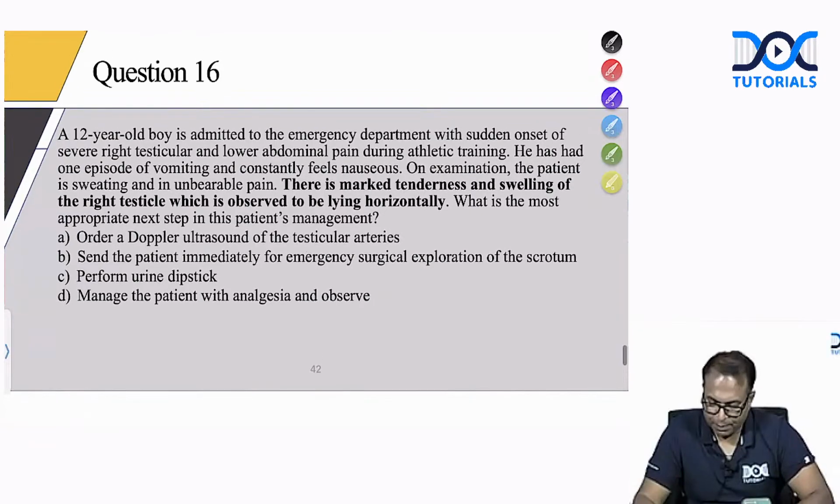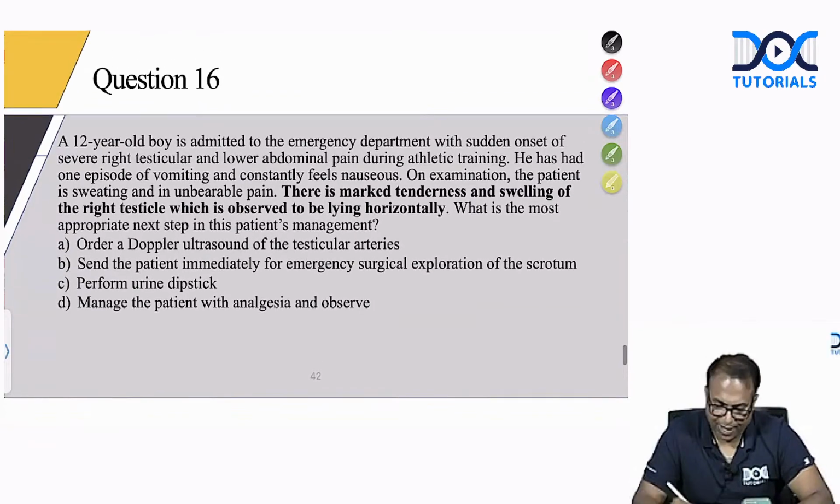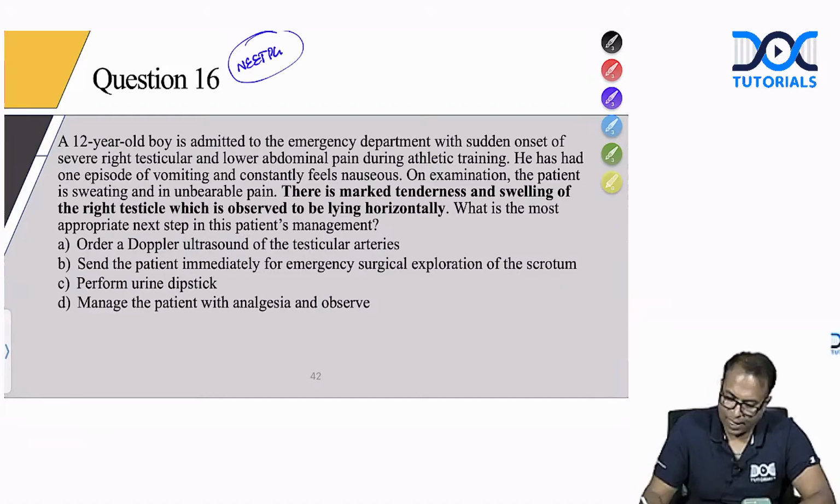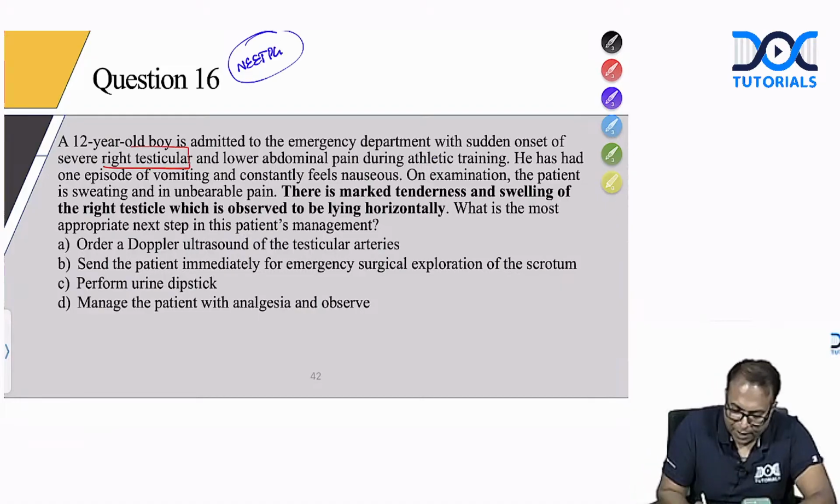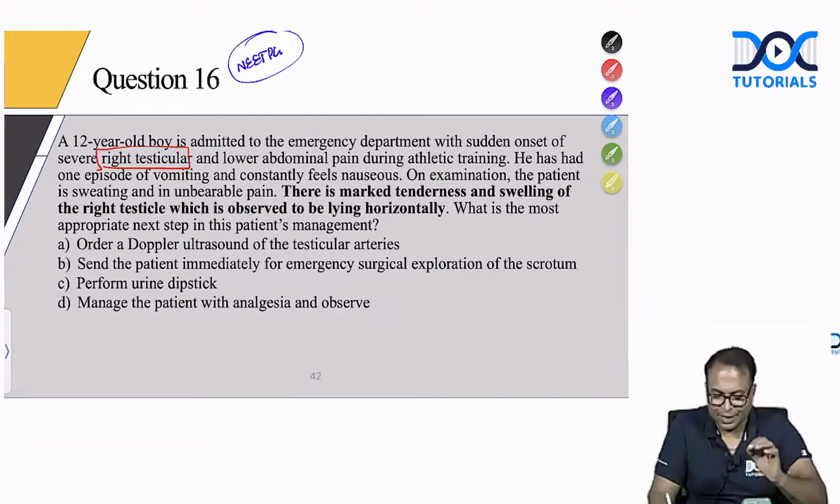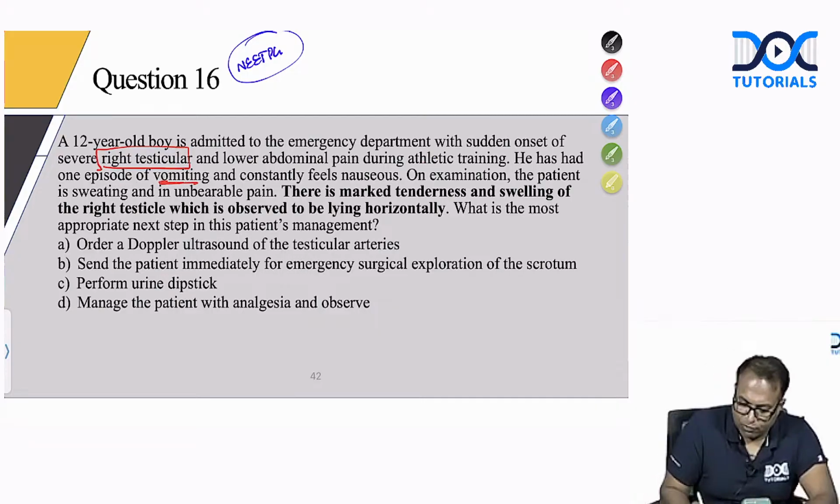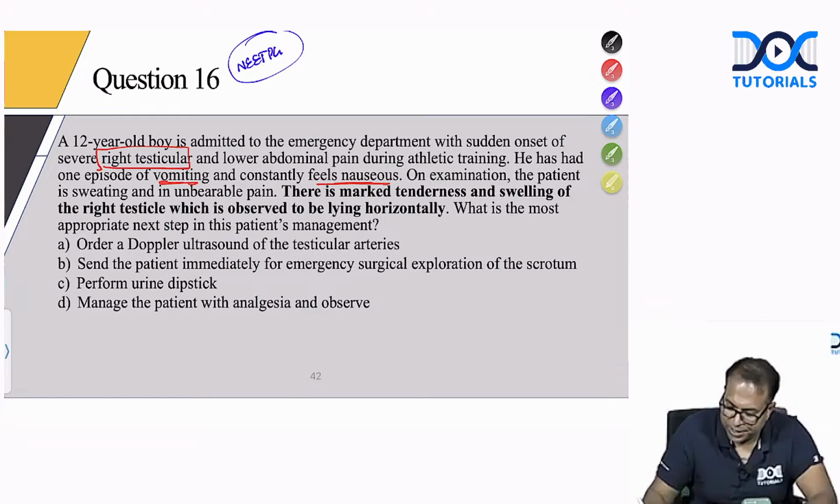A 12-year-old boy was admitted to the emergency department. This is a favorite NEET PG question. He has right testicular pain and lower abdominal pain during athletic training. He had one episode of vomiting and constantly feels nauseous. On examination, the patient is sweating and in unbearable pain.